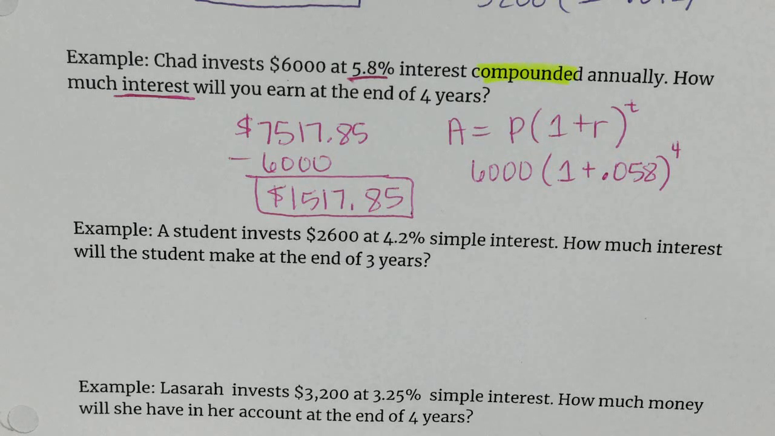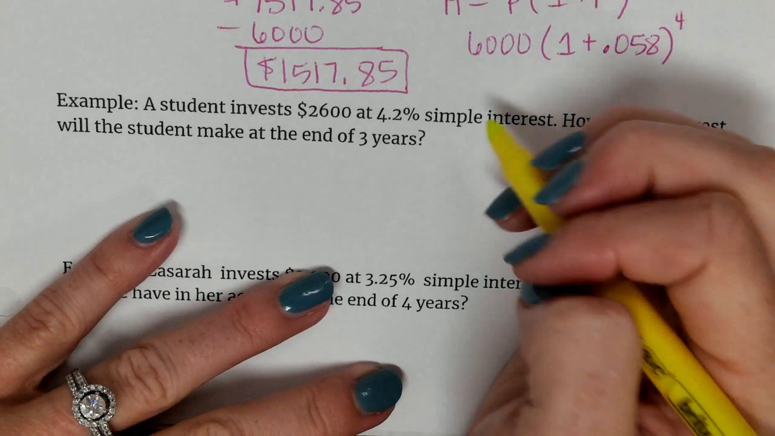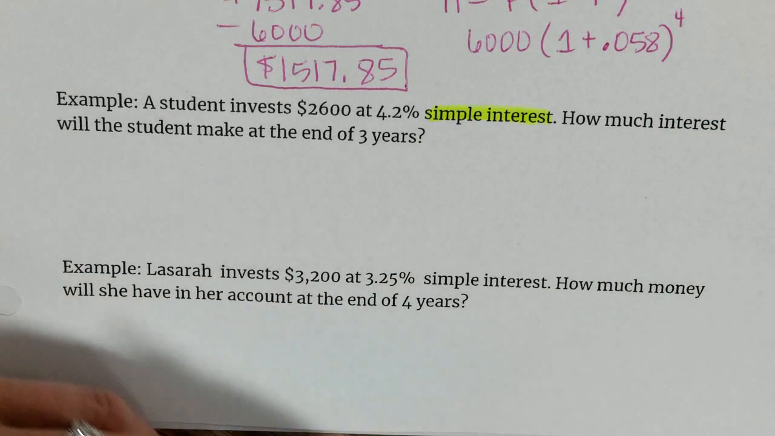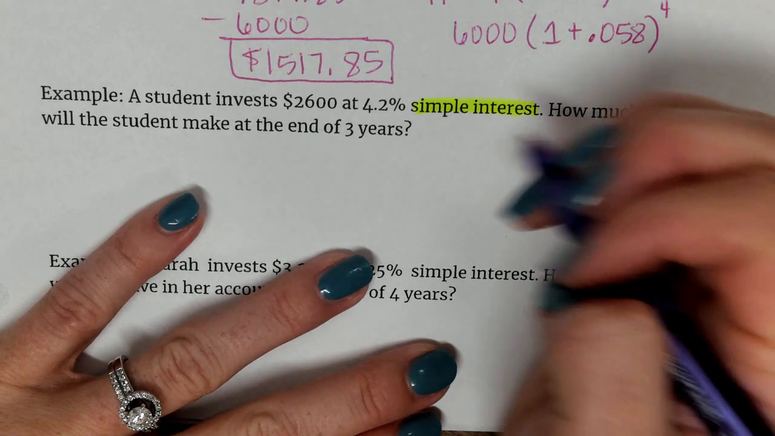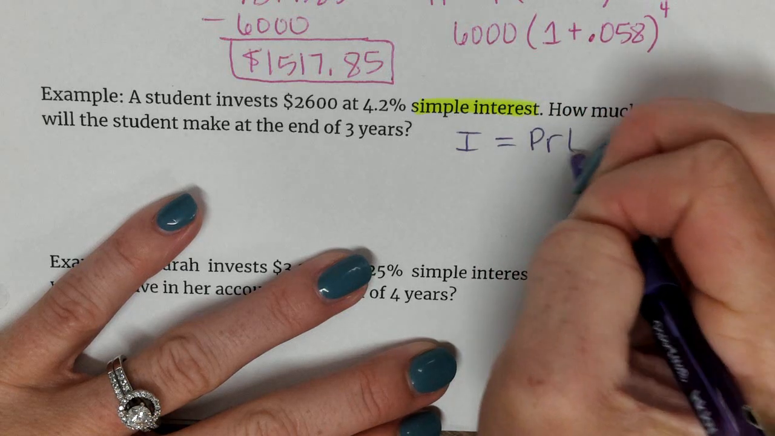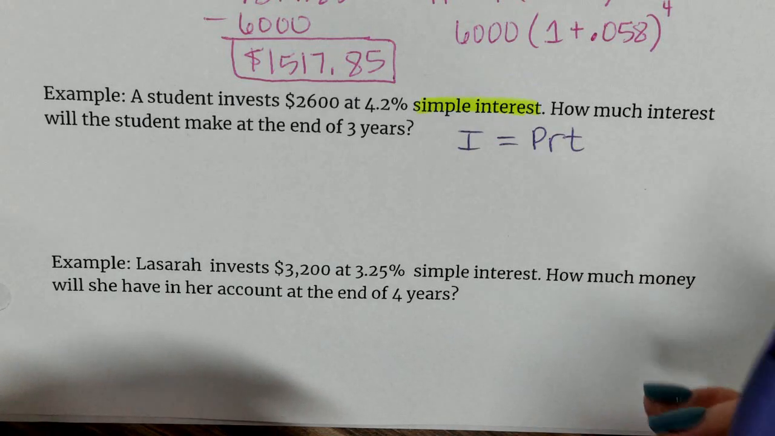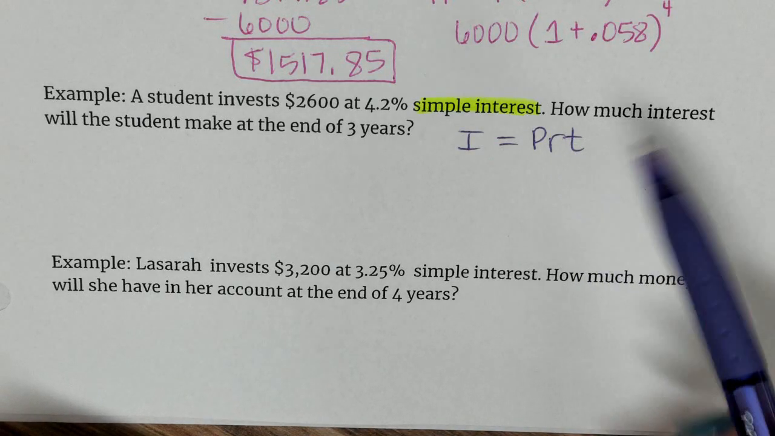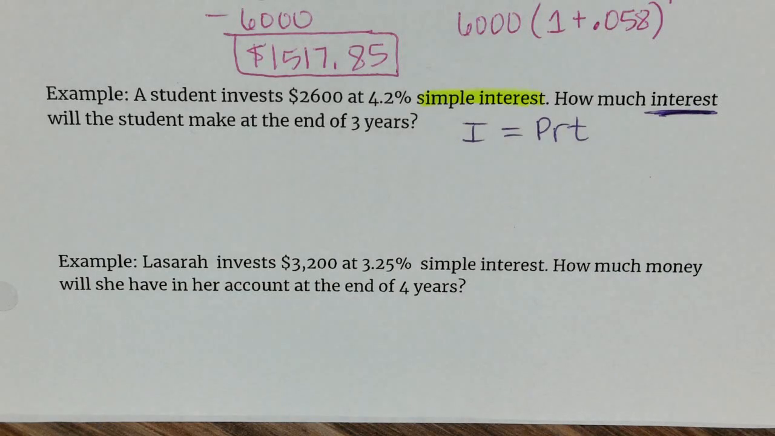Okay, 2 more examples. The next example says a student invests $2,600 at 4.2 simple interest. What clue word did you just see? Simple interest. So what formula am I going to write down? I equals PRT. Before I do anything, I'm going to read the question and see if this formula will answer the question. It says, how much interest will the student make?